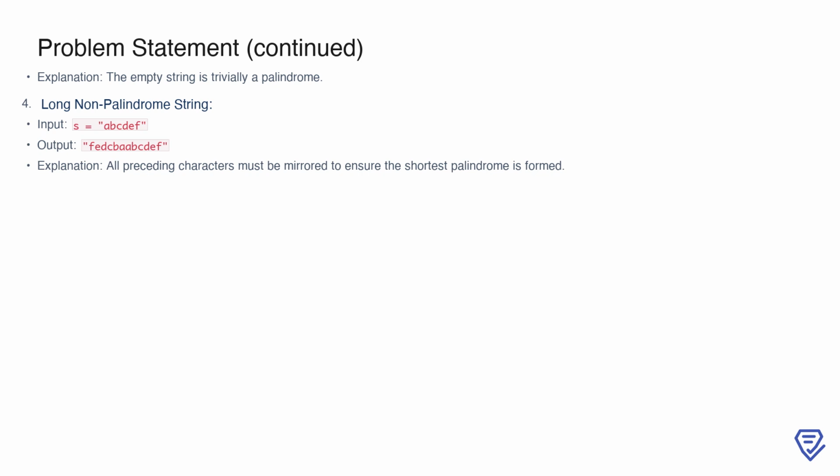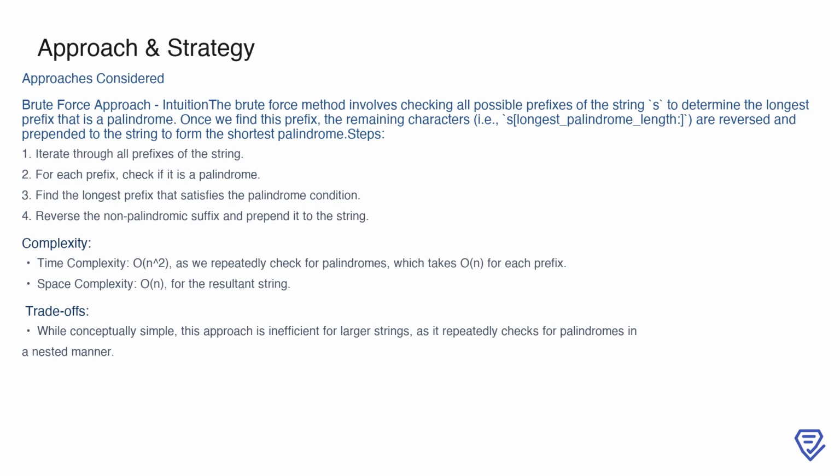Finally, if the input is a long string that is not a palindrome, such as ABCDEF, we need to add all preceding characters in reverse order to the front. For example, adding FETBA to ABCDEF results in FETBAPDEF, which is a palindrome. This ensures that the transformation is minimal while still achieving the desired result. Handling these cases efficiently is crucial, particularly given the constraint that the length of the input can go up to 100,000 characters. To solve the shortest palindrome problem, we can start by considering a brute force approach.